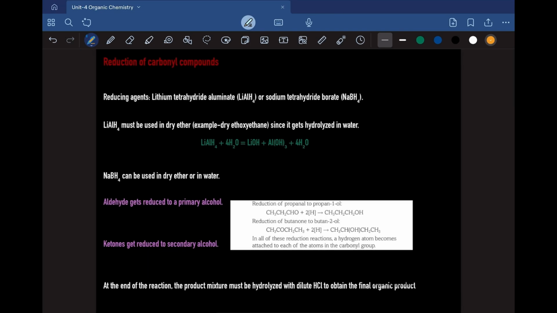Now, moving forward, we will learn about the reduction of the carbonyl compounds. Up to now, we have seen the oxidations, right? The Fehling's test and the Tollens' reagent were oxidations, as well as another oxidation where we added potassium dichromate(VI) to the aldehyde.